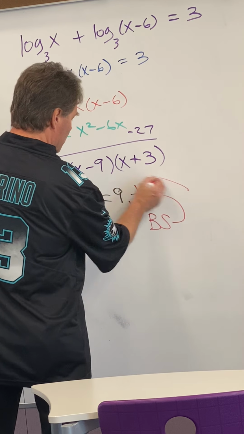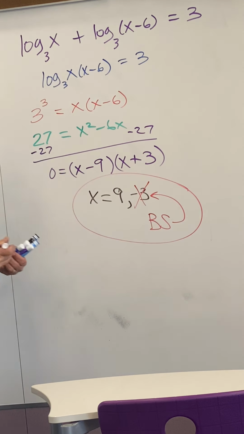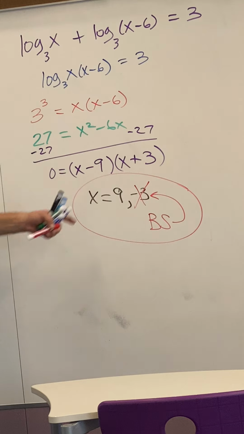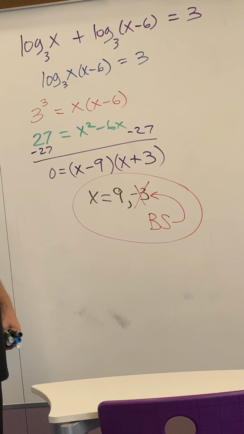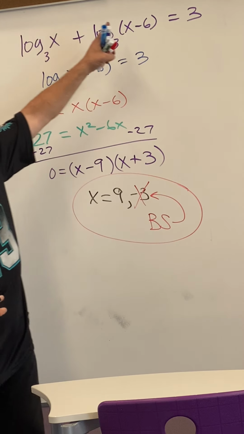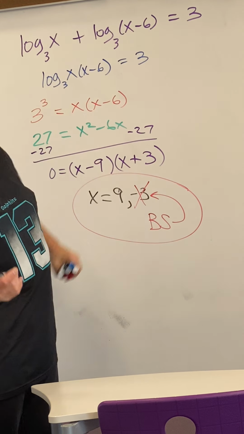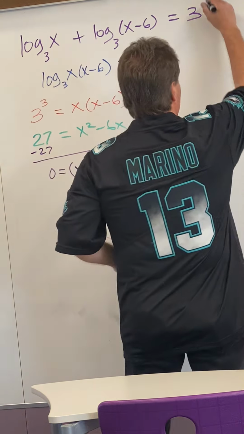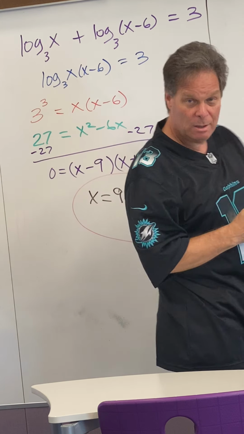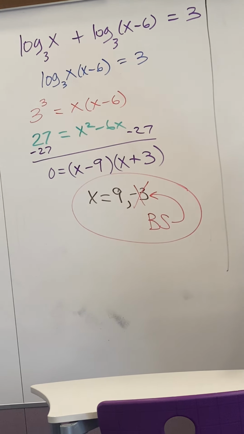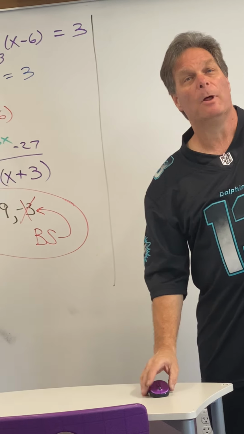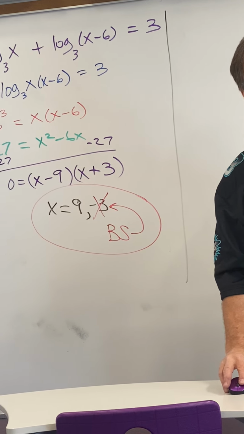So the potential solutions were 9 and negative 3. The correct answer is 9, because negative 3 turned out to be a bogus solution. It makes an argument, or in this case both arguments of a logarithm, negative, which we don't want. Right on. Okay, I'm not done yet. Here we go.